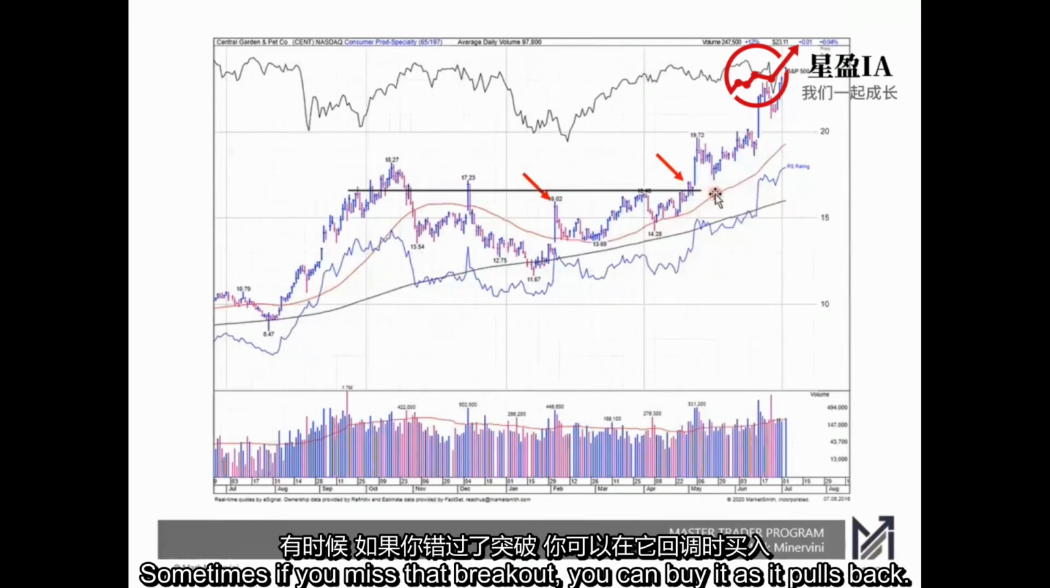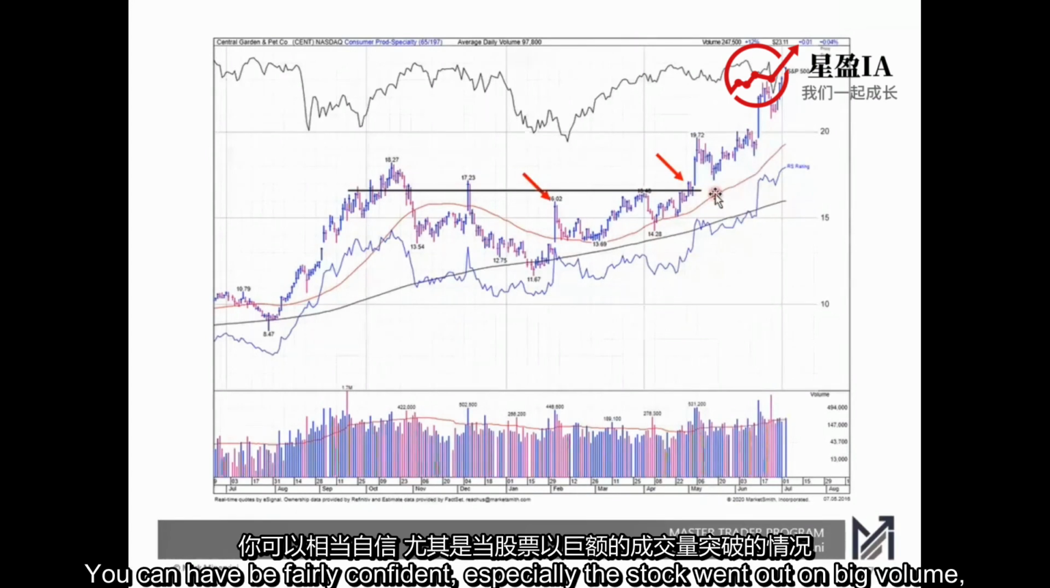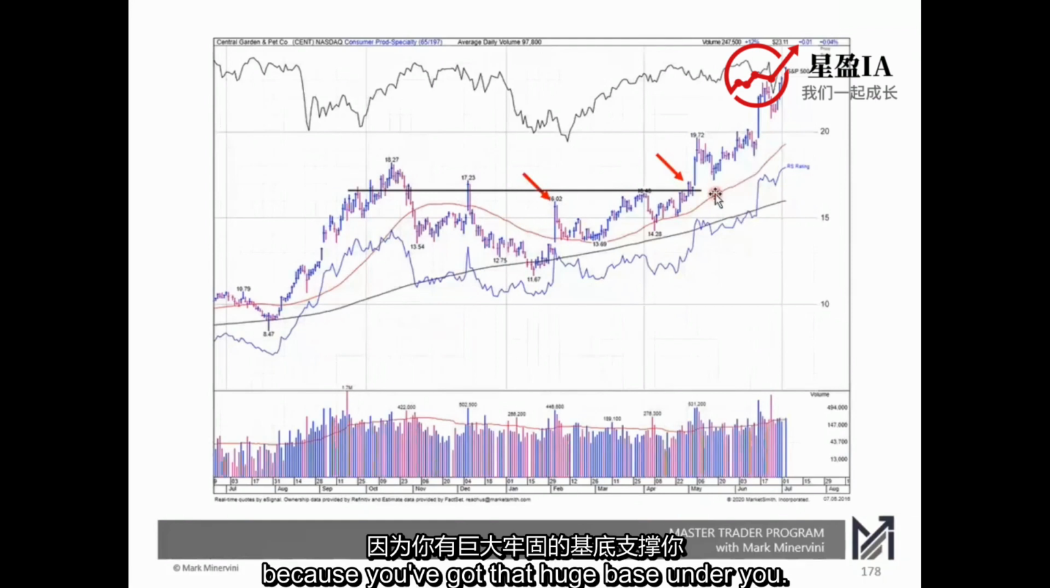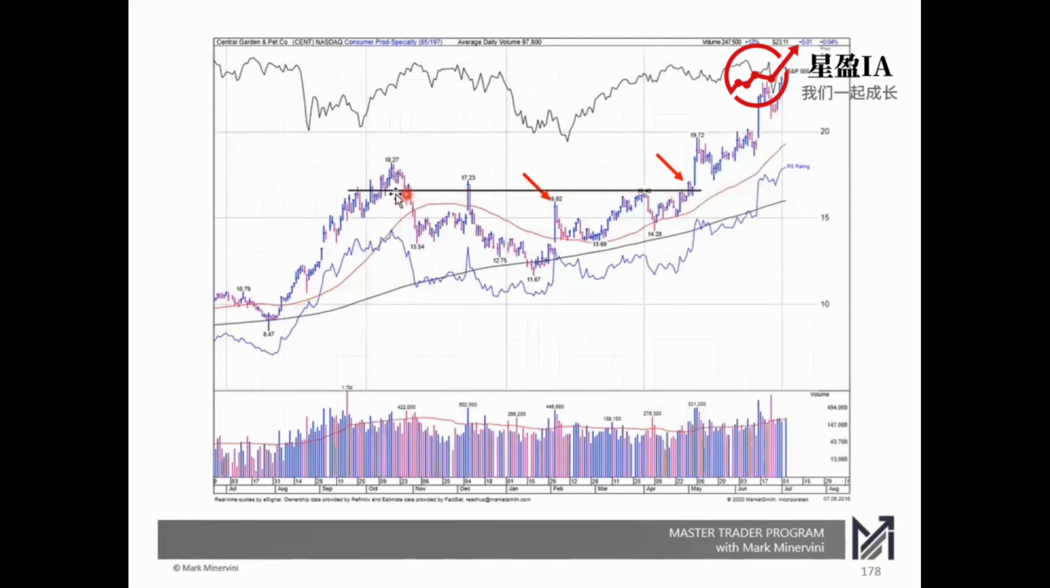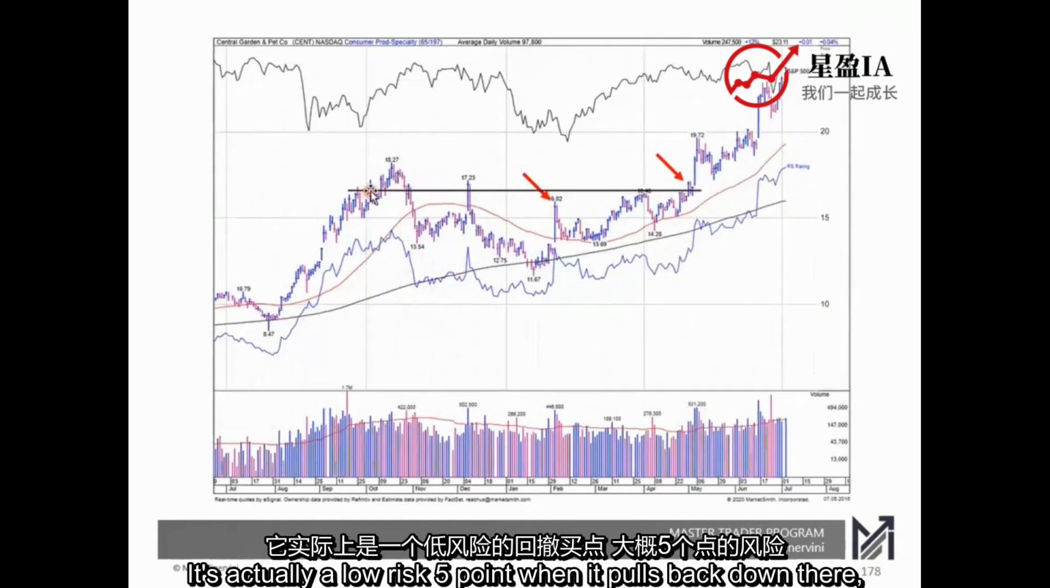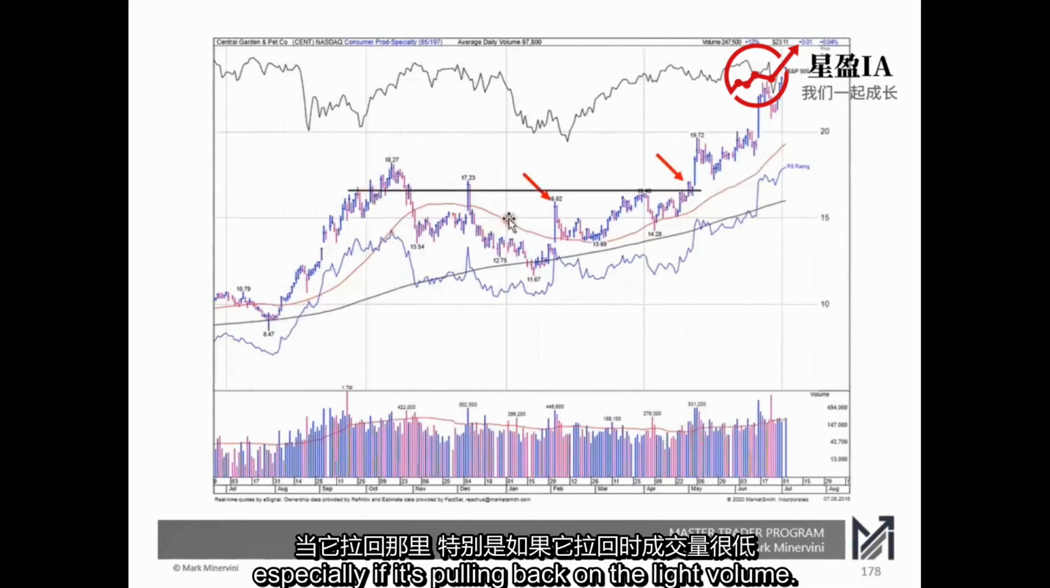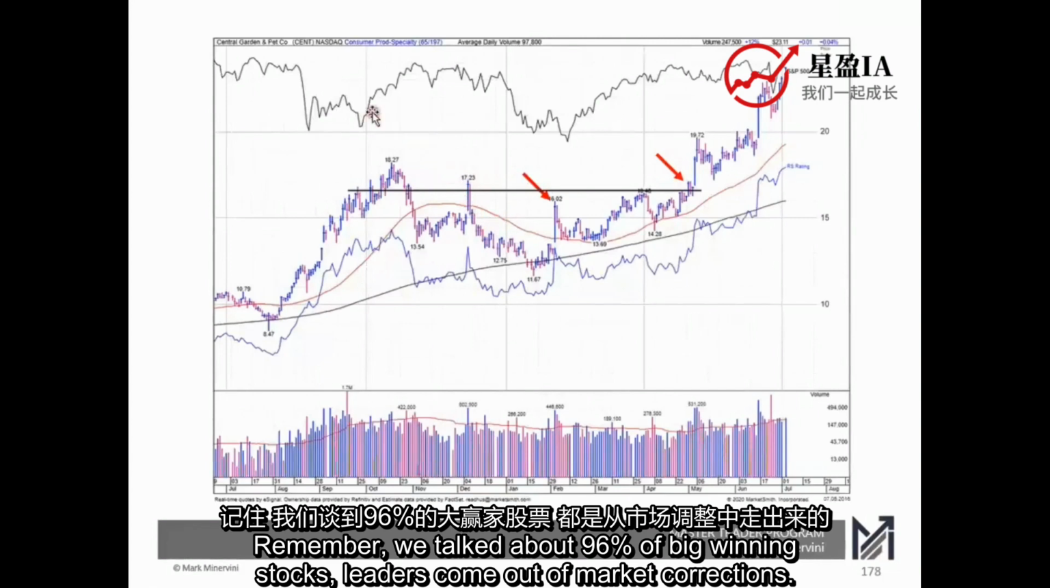Sometimes if you miss that breakout, you can buy it as it pulls back, and you can be fairly confident, especially if the stock went out on big volume, because you've got that huge base under you. And so it's actually a low-risk buy point when it pulls back down there, especially if it's pulling back on light volume. And remember, we talked about 96% of big winning stocks, leaders, coming out of market corrections.